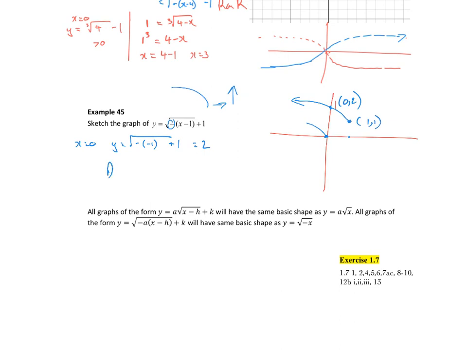Quick domain. Clearly from the graph, we've got from negative infinity to 1 inclusive, and the range is from 1 to infinity going up. We can confirm the domain just by algebra. I need negative x minus 1 has to be greater than or equal to 0. So if I divide both sides by negative, it means that x minus 1 has to be less than or equal to 0. X has got to be less than or equal to 1, which corresponds, I hope it does. All right.